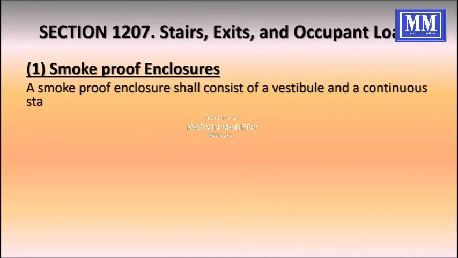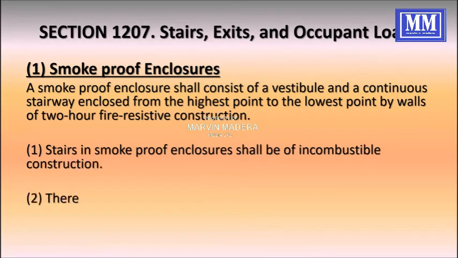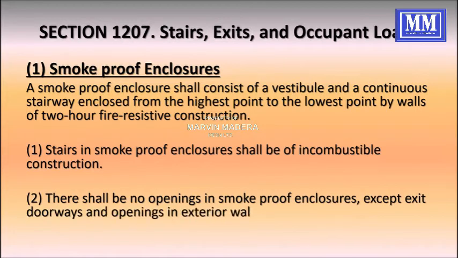Smoke-proof enclosures. A smoke-proof enclosure consists of a vestibule and a continuous stairway enclosed from the highest point to the lowest point by walls of 2 hour fire-resistive construction. Stairs in smoke-proof enclosures shall be of noncombustible construction. There shall be no openings in smoke-proof enclosures except exit doors, doorways, and openings in exterior walls. So smoke-proof enclosures are enclosures for the structure so that smoke cannot get into it.